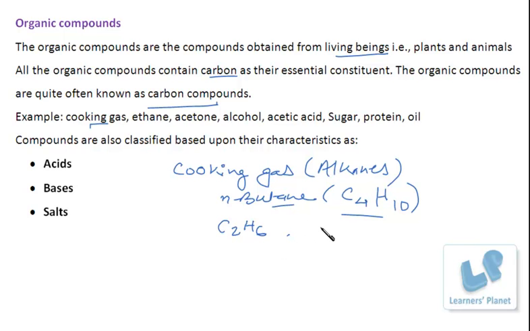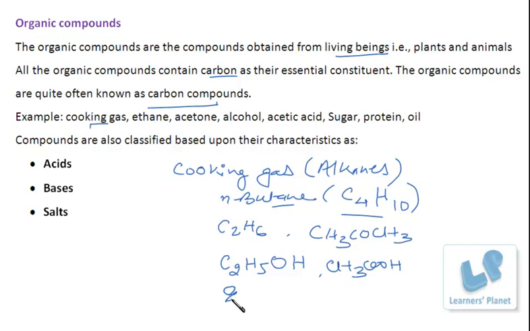Acetone. Acetone is your nail enamel remover. That also contains carbon. See this. Alcohol, that is ethanol. It also contains carbon. Acetic acid. This also contains carbon. Sugar. It consists of glucose, and glucose contains a chain of carbon atoms. Protein also contains carbon atoms. Fat also contains carbon atoms.